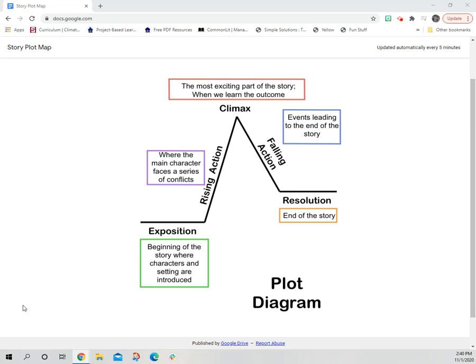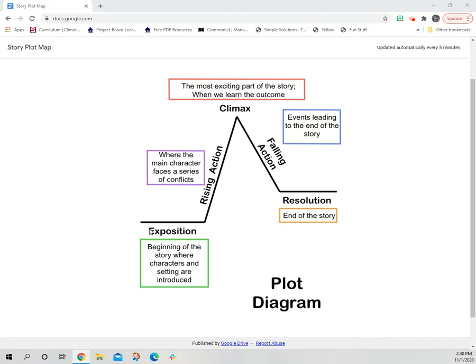Hi, today we're going to be learning about plot. And the best way to learn about plot is through a story plot map. Now, the plot outlines the sequence of events that happen in a story. We always have the exposition. This is the start of the story. This is where you learn about who the characters are and what setting they are in.